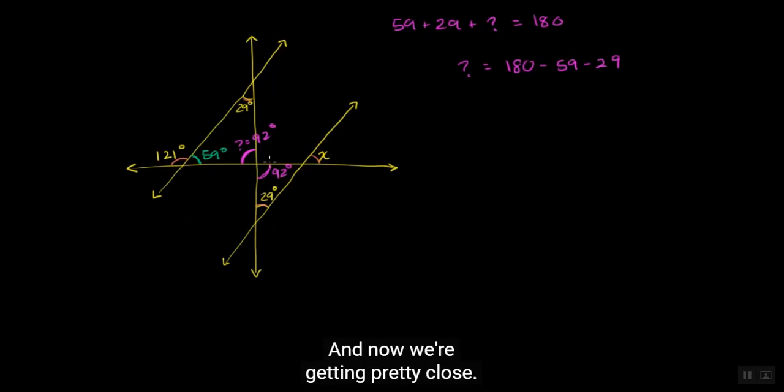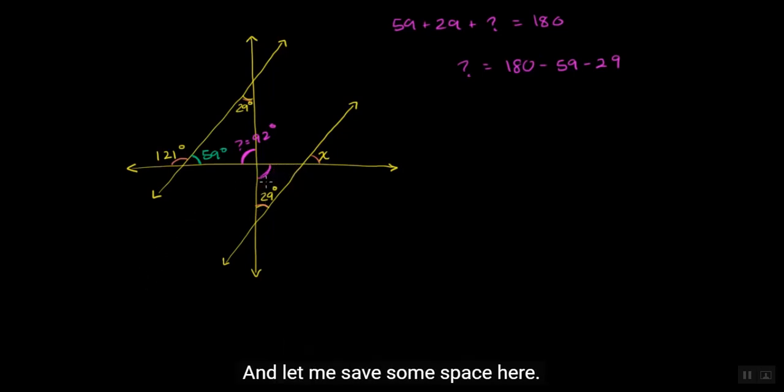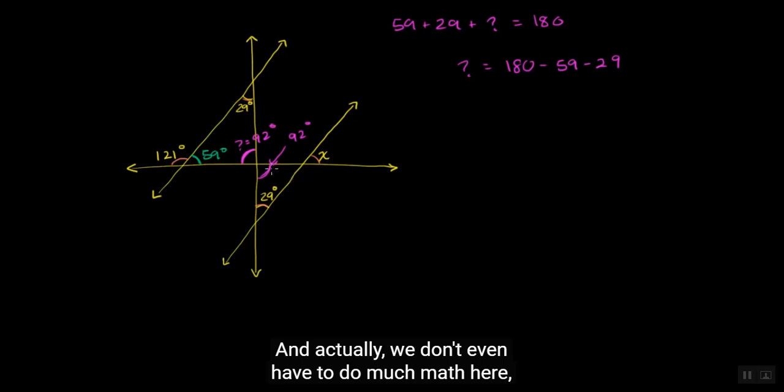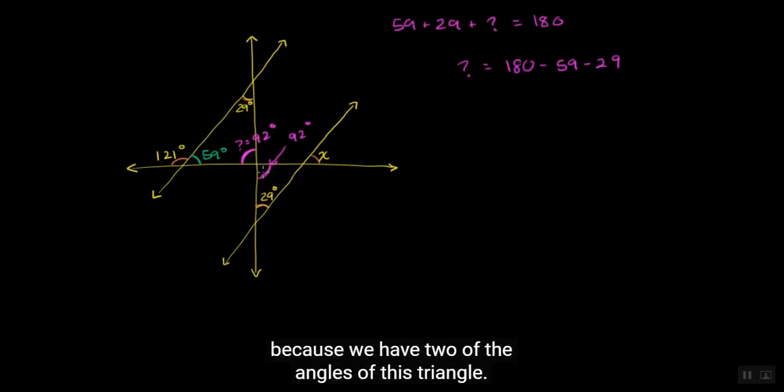And now we're getting pretty close. We can zoom in on this triangle down here. Let me save some space here. So let me just say that that over there is also going to be 92 degrees. And in this triangle down here, we have two of the angles of the triangle. We just have to figure out the third. And actually, we don't even have to do much math here because we have two of the angles of this triangle. We have to figure out the third angle.